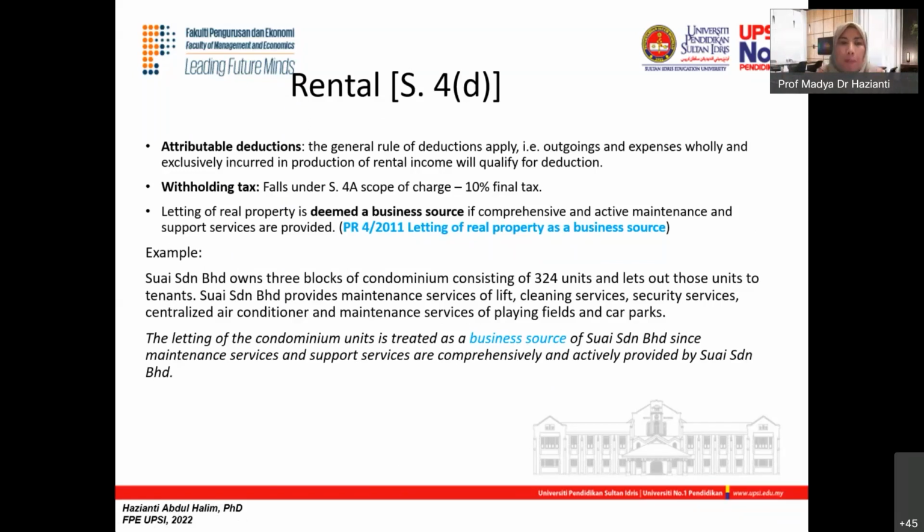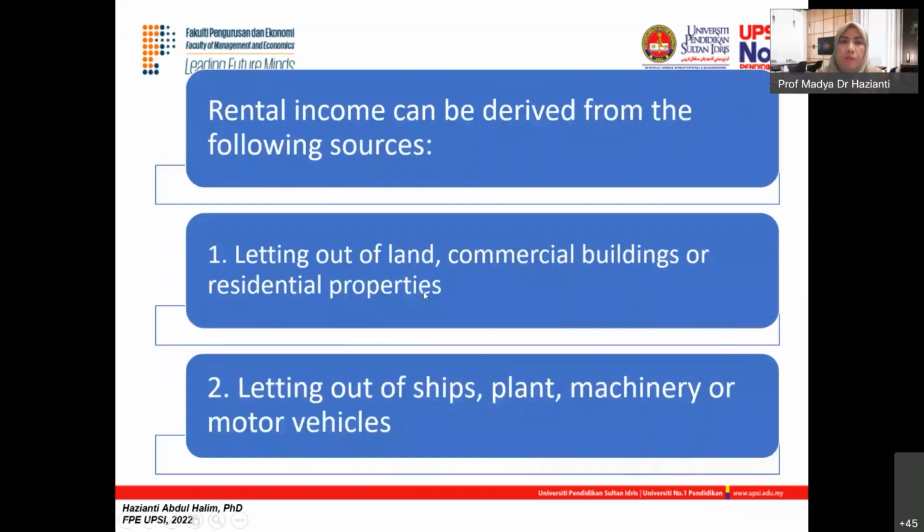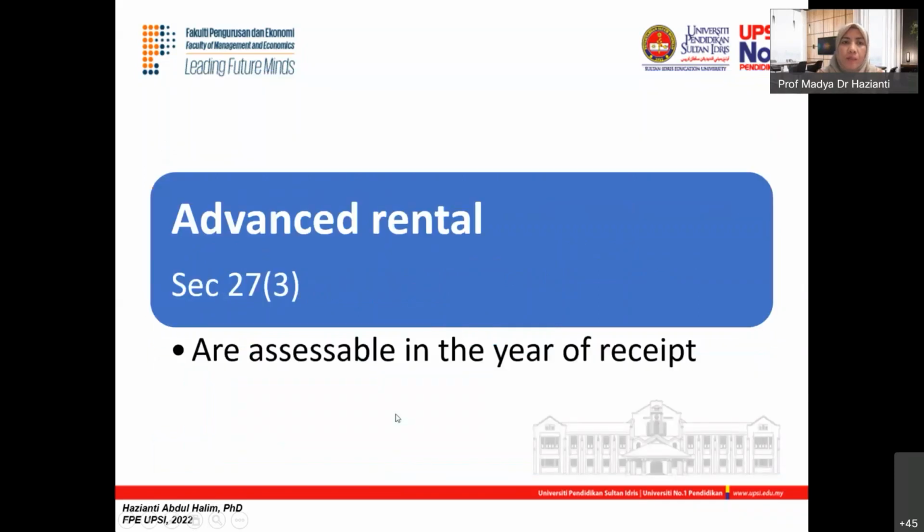So this is the example lah. For example, this company, dia ada 3 blocks of condo, let out those units to tenants, provide maintenance, service of lift, cleaning, security, centralized aircon, maintenance service. Ini bukan rental income 4D, ini rental income 4A. Dia dikira sebagai business source. So, jadilah dia boleh dapat daripada land, commercial building or residential property, boleh jadi juga from plant, machinery or motor vehicles.